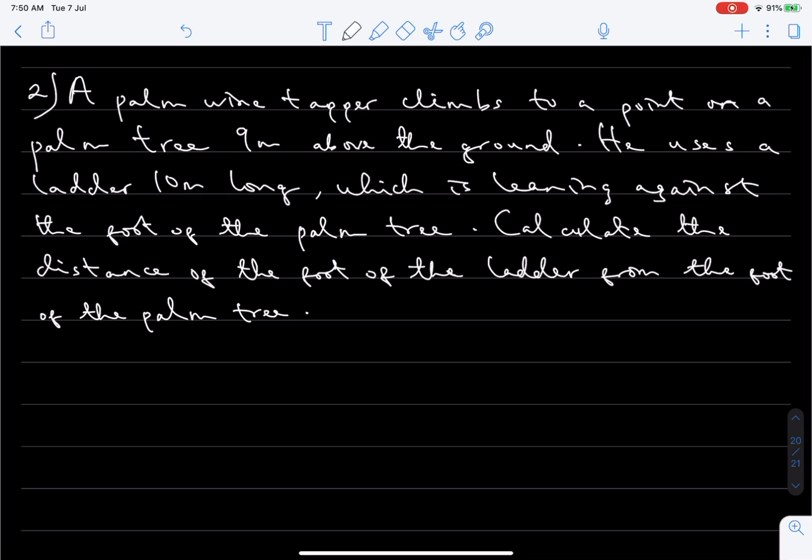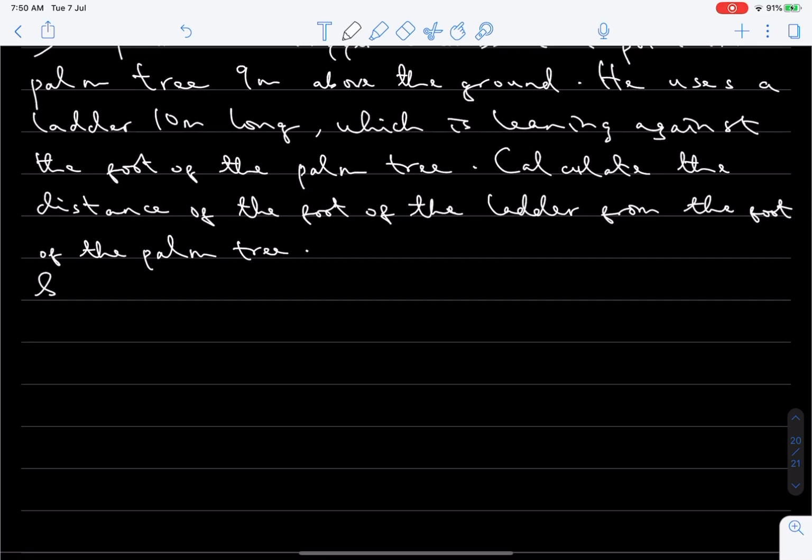Now we go over the question in one second before we attempt it. A palm wine tapper climbs to a point on a palm tree 9 meters above the ground. That means the point where the palm wine tapper reaches on the tree is 9 meters above the ground level. He uses a ladder 10 meters long, which is leaning against the palm tree. Calculate the distance of the foot of the ladder from the foot of the palm tree. That's clear, and that's very simple. Now to the solution.